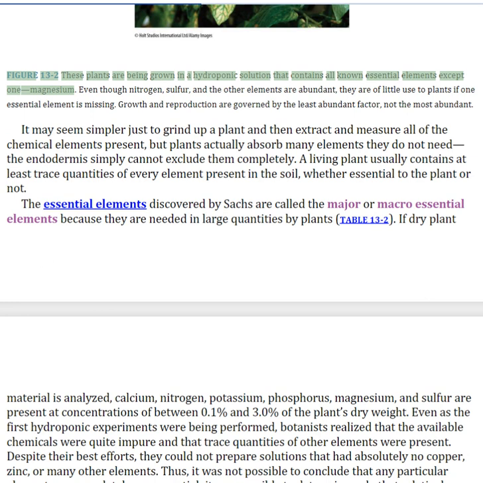These plants are being grown in a hydroponic solution that contains all known essential elements except one, magnesium.